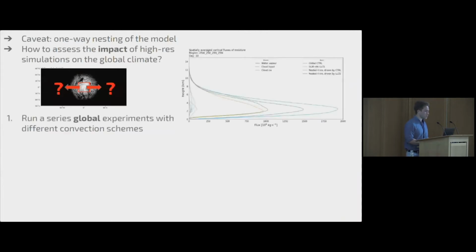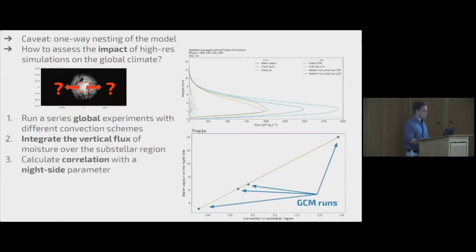So one way to account for this impact is what I'm doing now: to run a series of global experiments with different convection schemes, then calculate the upward flux of moisture on the dayside as a metric for convection, and then somehow find a correlation with some night-side parameters such as the minimum temperature or the amount of moisture on the night side.